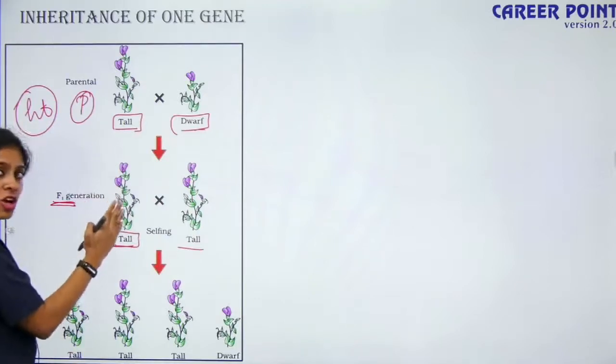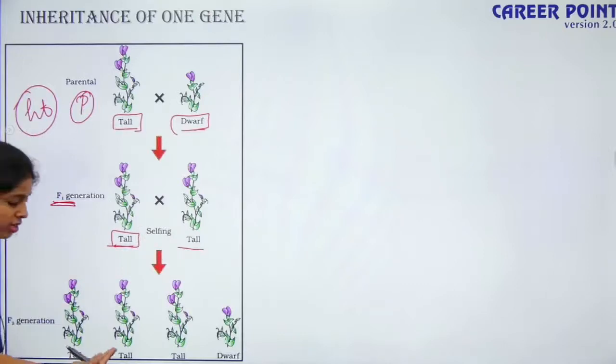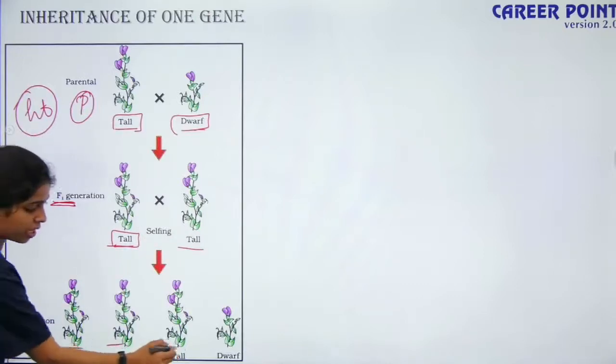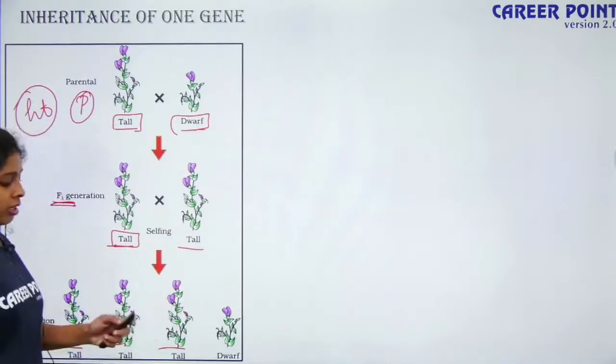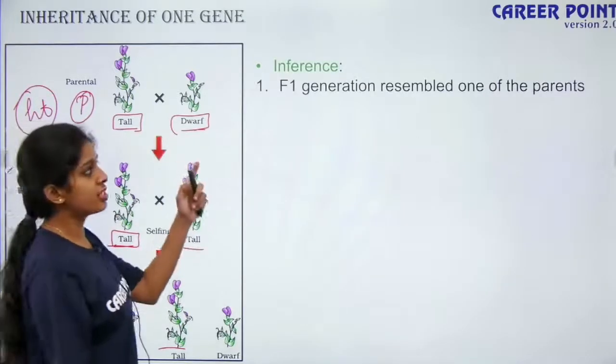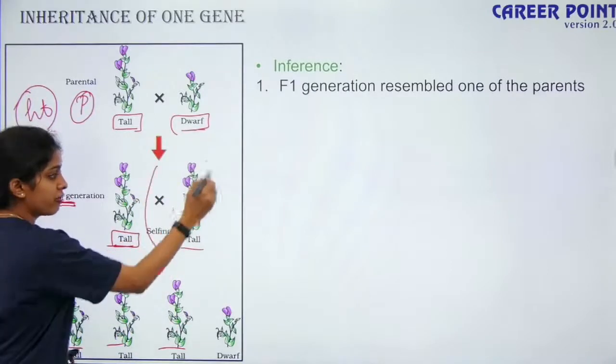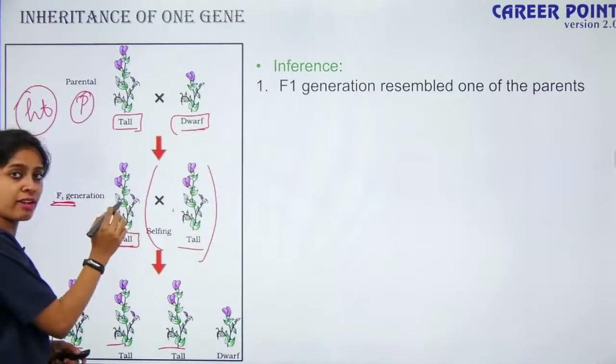Now you cross this tall plant with another tall plant. So what is your final F2 generation? You have 3 tall plants and 1 dwarf plant. Wait, let me show you. So F1 generation resembled one of the parents. So this is your F1 generation. This is not your F1 generation. Only one offspring you have in F1 generation.